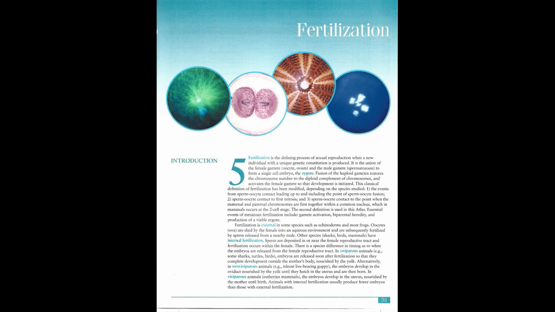In oviparous animals, for example some sharks, turtles, birds, embryos are released soon after fertilization so that they complete development outside the mother's body, nourished by the yolk. Alternatively, in ovoviviparous animals, for example the teleost live-bearing guppy, the embryos develop in the oviduct nourished by the yolk until they hatch in the uterus and are then born. In viviparous animals, eutherian mammals, the embryos develop in the uterus, nourished by the mother until birth. Animals with internal fertilization usually produce fewer embryos than those with external fertilization.